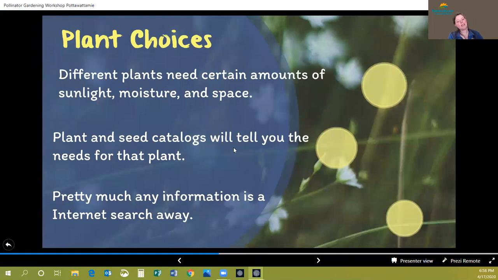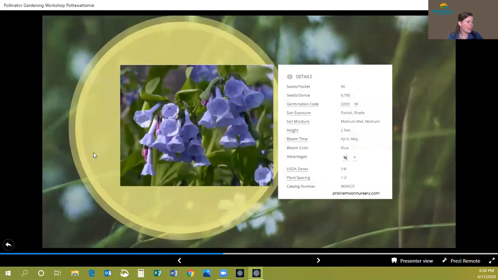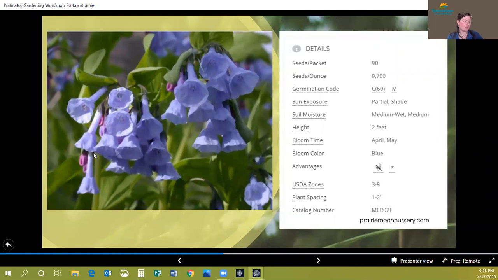So if you're like, I'm not someone who knows a ton about plants, because most of us don't spend all day learning about plants, if you find a seed catalog or you go to a native plant website, there is all kinds of information. You don't have to find out by yourself. You could just find out what plants you like and see where you could put them.